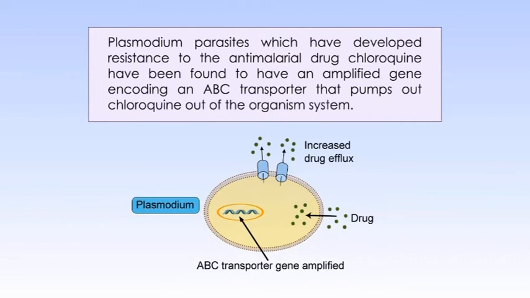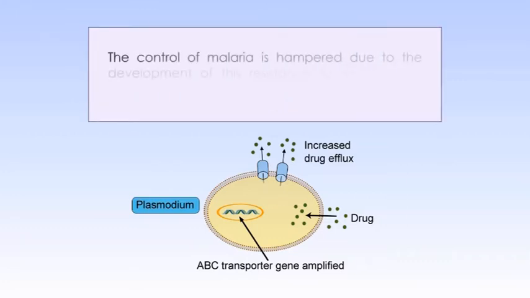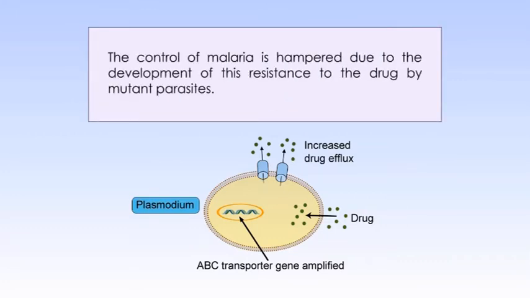A related and equally sinister phenomenon occurs in the protist parasite Plasmodium falciparum, which causes malaria. Plasmodium parasites, which have developed resistance to the anti-malarial drug chloroquine, have been found to have an amplified gene encoding an ABC transporter that pumps chloroquine out of the organism's system. The control of malaria is hampered due to the development of resistance to the drug by mutant parasites.